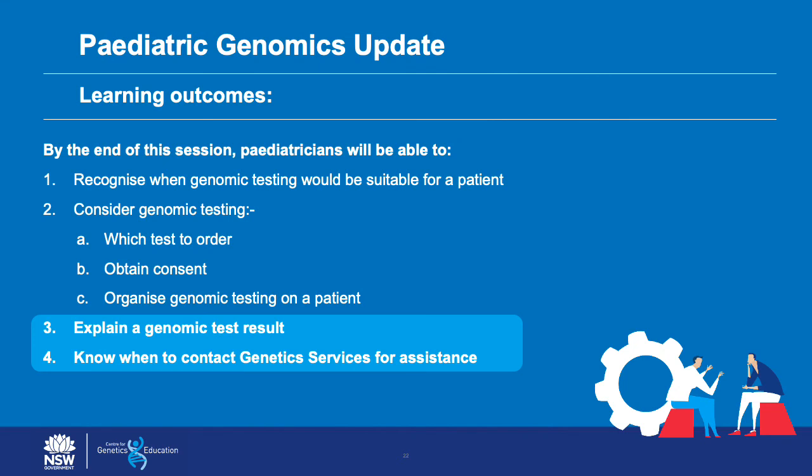This completes learning outcome number 2. The next video will cover learning outcomes 3 and 4, explaining a genomic test result and knowing when to contact genetic services for assistance.